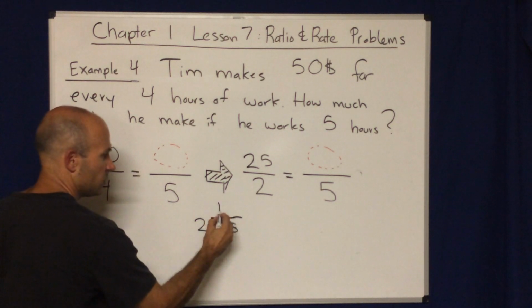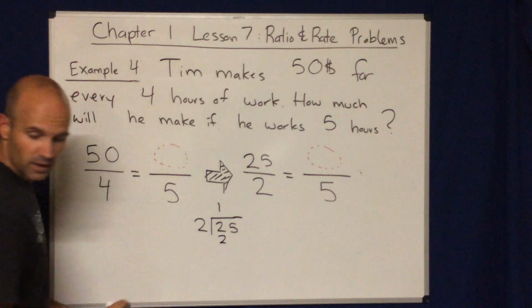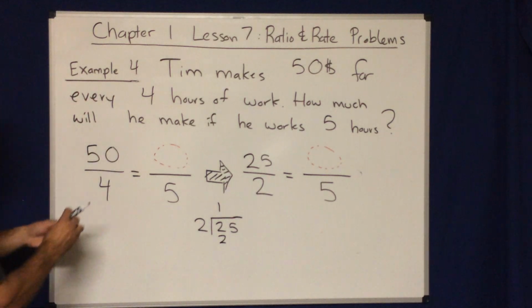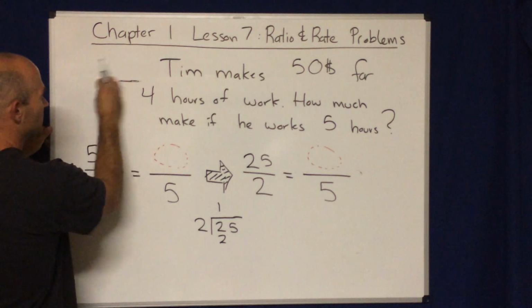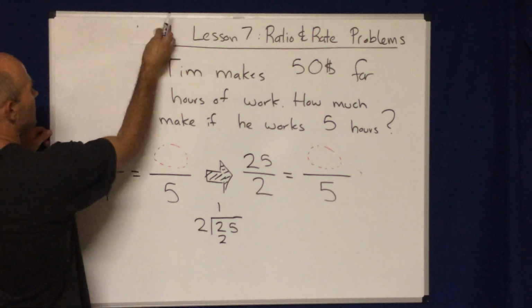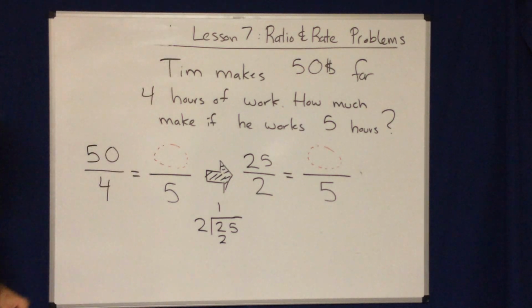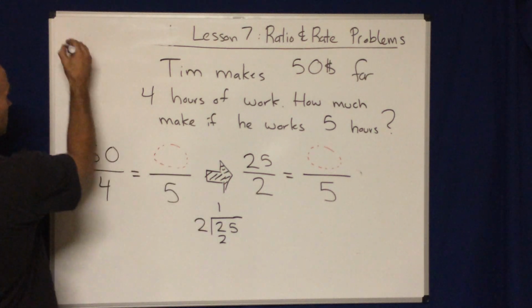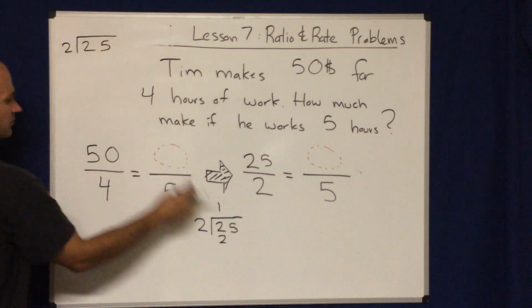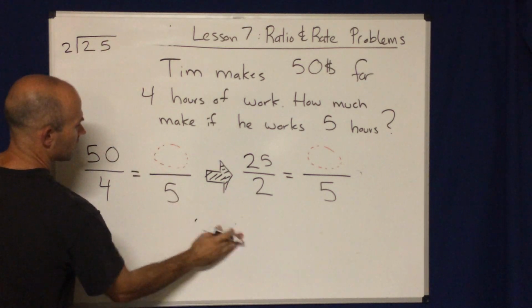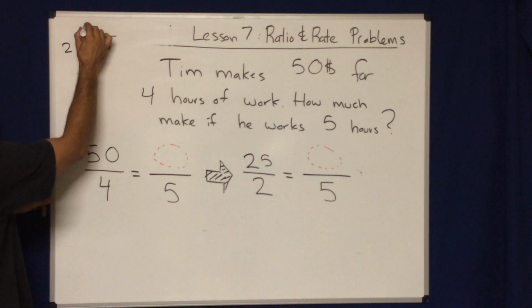2 goes into 2 once. And I'm confident I'm going to run out of room. So I think we're comfortable with Tim and how much he makes here. So let's give myself a little more room right here. So I just need some space to do this computation. So 2 into 25. So I'm moving that up top here. Right, so 2 goes into 2 once.